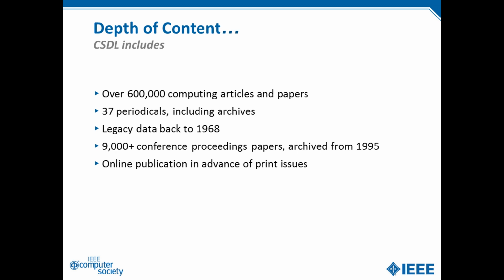So there are over 600,000 articles and papers in the CSDL today, and we're adding content daily. As I mentioned, it includes 37 periodicals with legacy data all the way back to 1968. And there's a lot of seminal content in the CSDL, so there is quite a bit of usage in the back file. You'd be surprised. There are over 9,000 conference papers, and of course, we're publishing in advance of any print issues.